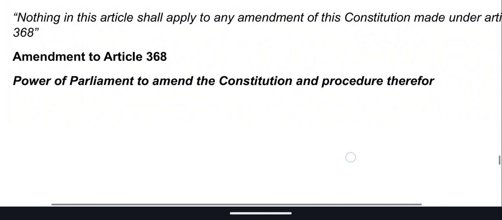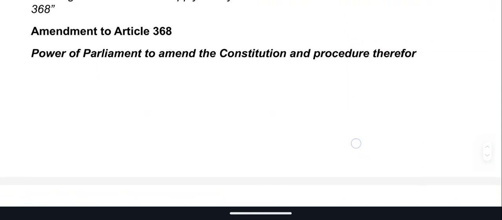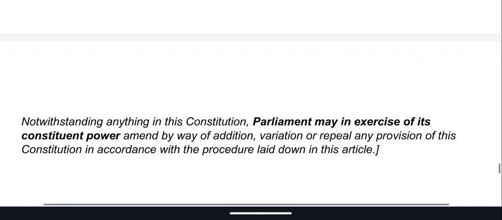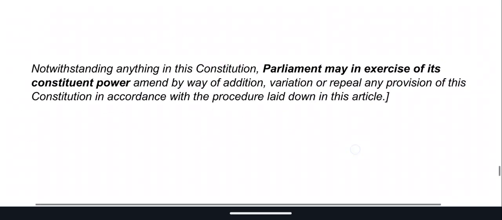Now if you read the wording of Article 368: power of Parliament to amend the constitution and the procedure thereof. Notwithstanding anything in this constitution, Parliament may, in exercise of its constituent power, amend by way of addition, variation, or repeal any provision of this constitution in accordance with the procedure laid down in this article.